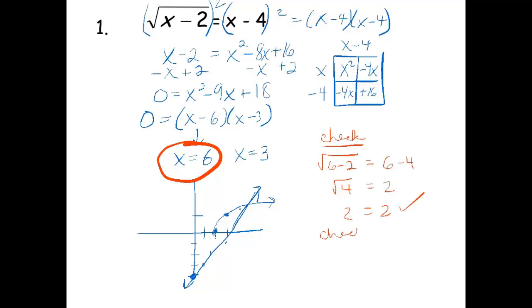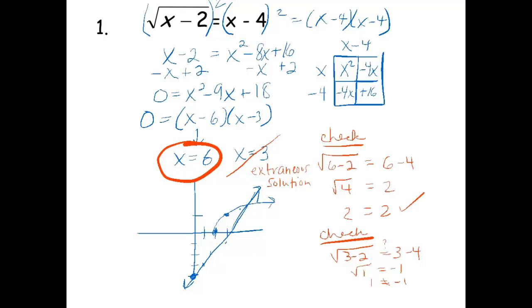Next check. Just to show that this one doesn't work. We don't think it's going to work. The square root of 3 minus 2 equals 3 minus 4. Remember, we're asking ourselves, does it equal? Here you'd get the square root of 1 equals negative 1. But that's not true, because the square root of 1 is 1. And 1 does not equal negative 1. So I'm going to cross this answer out. I'm going to write down that it's an extraneous solution. Basically means an extra solution.